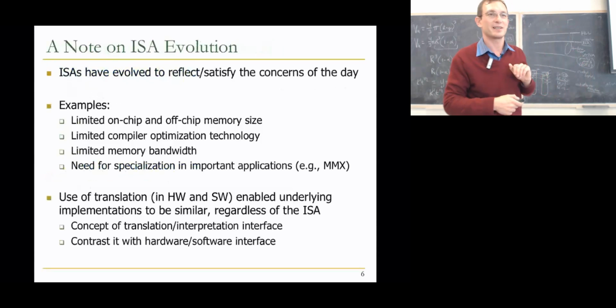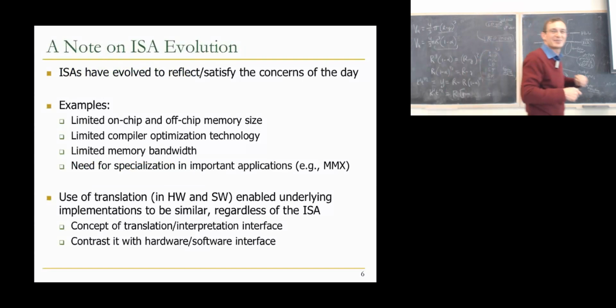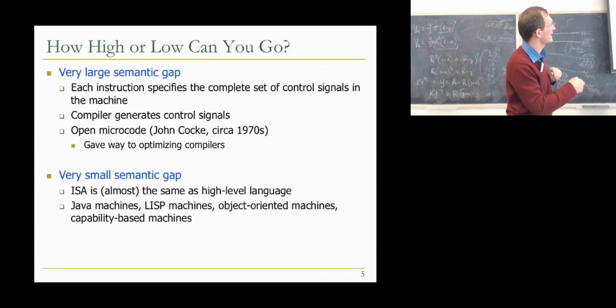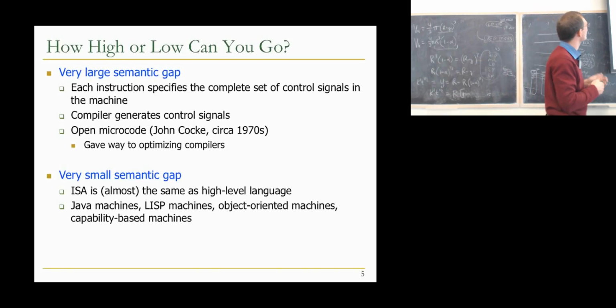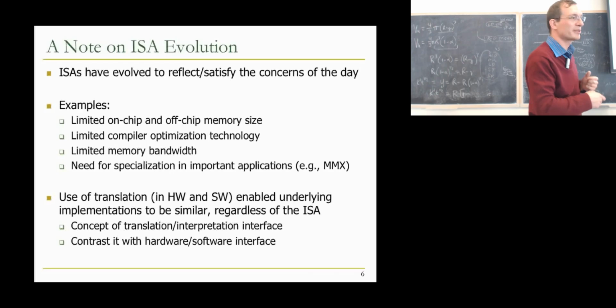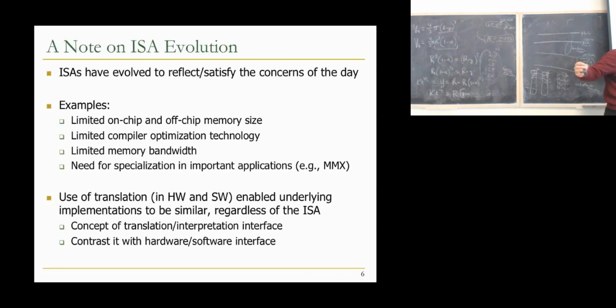So ISAs have actually evolved also. This is an evolution of computer architecture in the 60s, 70s, or maybe 80s. ISAs have evolved to reflect and satisfy the concerns of the day, just like everything else. We've talked about architecture as an evolving thing, a Hammerschlag hole evolving from a boiler room. ISAs have evolved also. Why did we have CISC initially? Well, it was not only because of the compiler technology, but also on-chip and off-chip memory size was very, very limited. And one of the big advantages of CISC, complex instructions, is that code density is very, very high, so you really would like that.